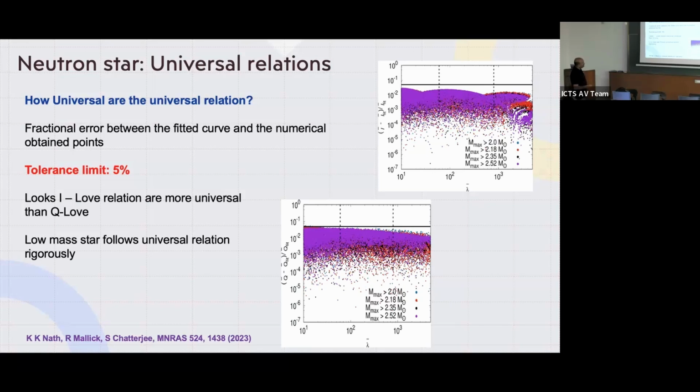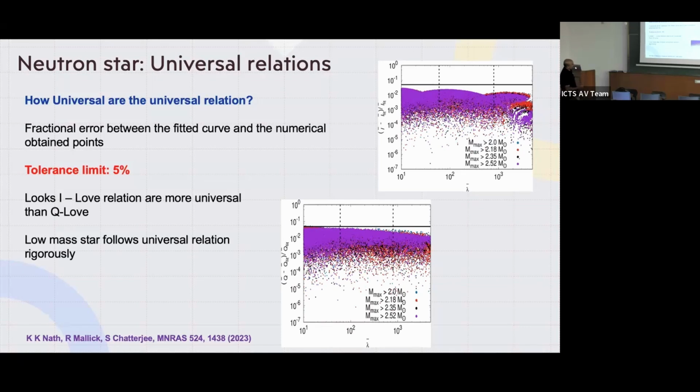So we have plotted the fractional error between the fitted curve and the data as a function of lambda, and we can see that everything lies within a tolerance limit of 5%. Any point within this tolerance limit, we say satisfies the universal relation. So this is the tolerance limit that we have for defining our universal relation. We can see that it doesn't depend on the mass; almost everything is universal. But the lower mass stars, which means higher lambda, are more universal than the higher mass stars, as you can expect. But that is not a very big problem.